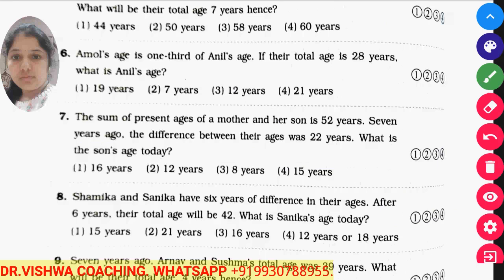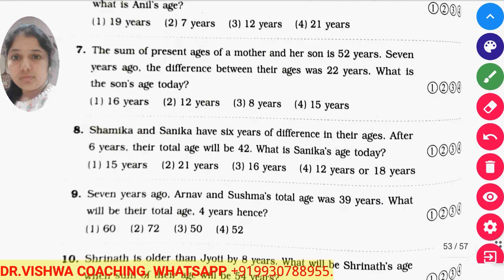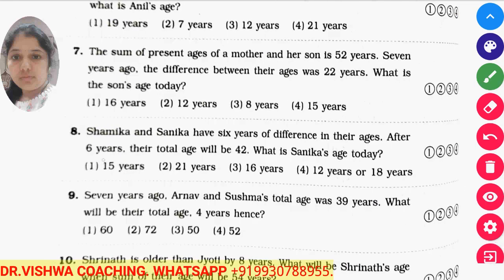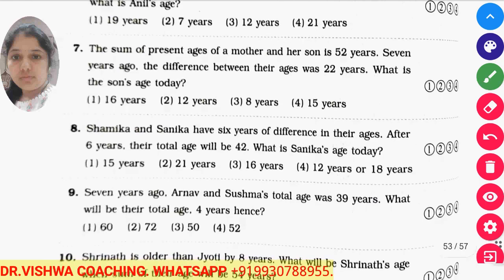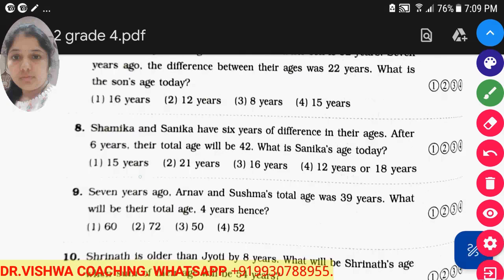Okay, now Shamika and Sanika have 6 years difference in their age. After 6 years, total age will be 42 years. What is the Sanika's age today? Same thing you have to do. 6 years is the age difference in between them. Now, after 6 years, total age will be 42. So, present age is 42 minus 12, because after 6 years this 42 is there. So presently what is their age? So 42 minus 6 years of Shamika, 6 years of Sanika. So 42 minus 12 becomes 30.